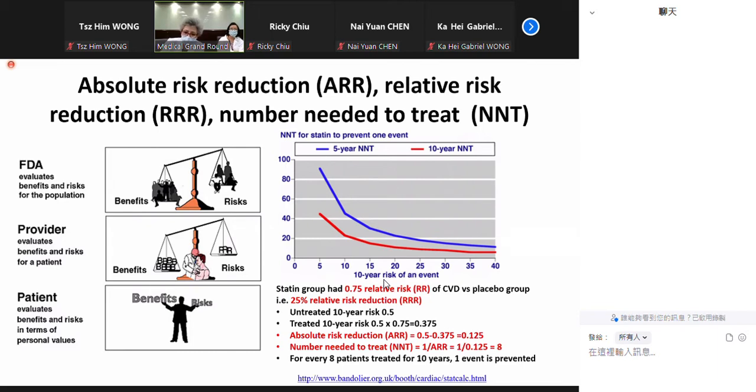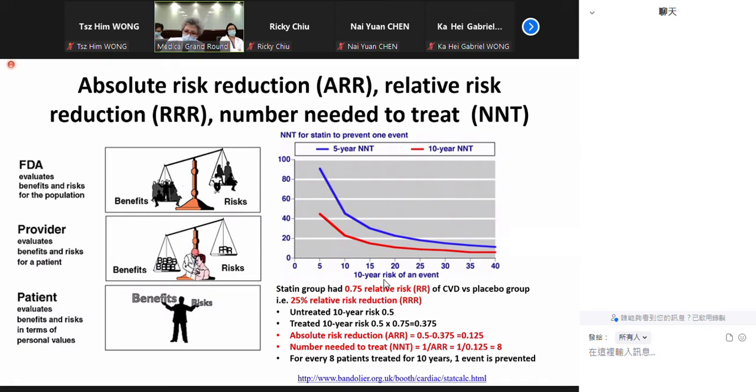I've already mentioned that people treated with statins compared to those treated with placebo have a risk of CVD that is 75% of that in the placebo group. That means the risk is reduced by 25%. So there's some difference when you talk about relative risk and relative risk reduction. If somebody was not treated, assuming their 10-year risk is 50%, in other words 5% per year, then those who are treated will have 75% of the 50%, which becomes 37.5%. And of course, this has to take into consideration the background risk.